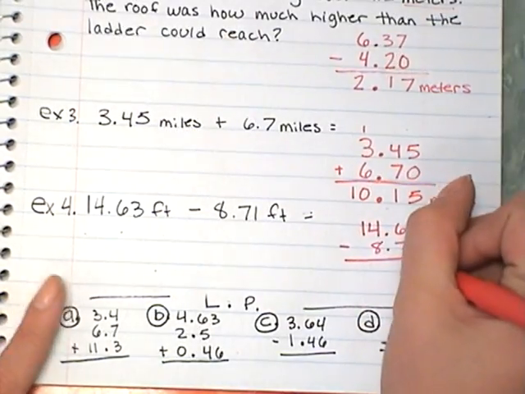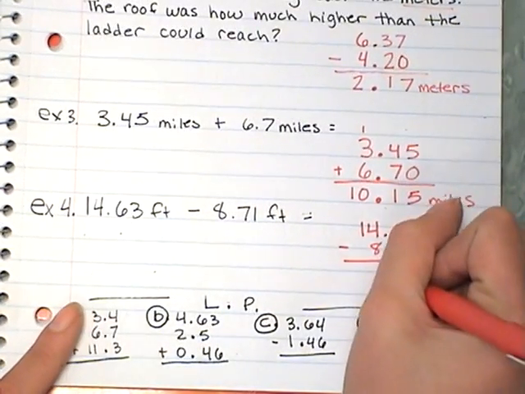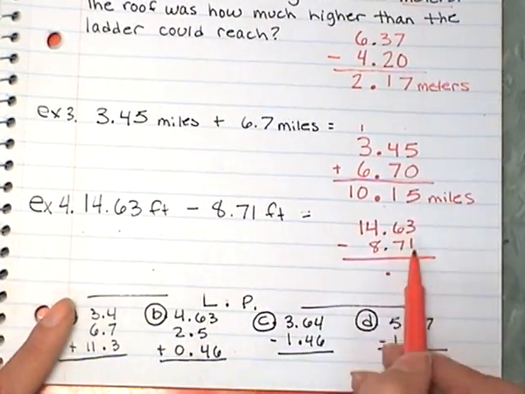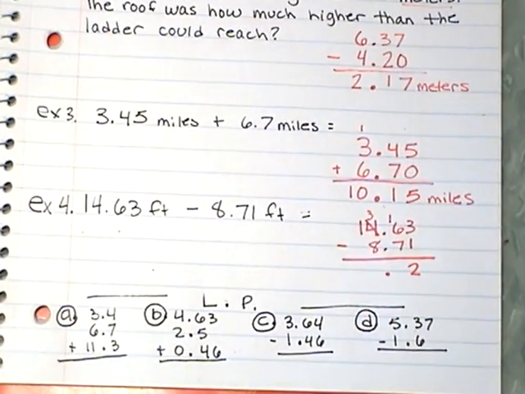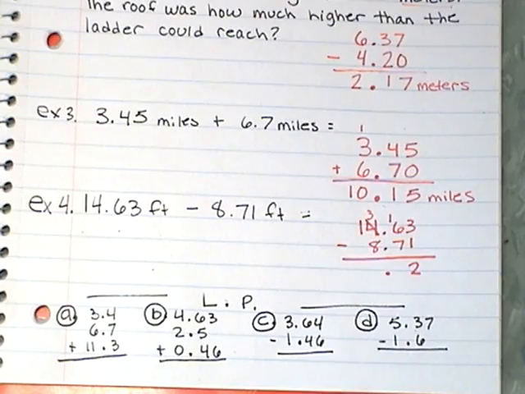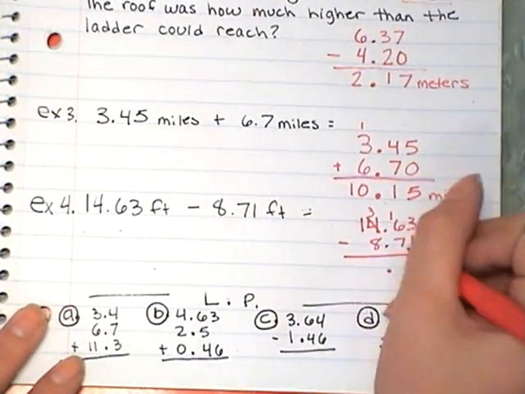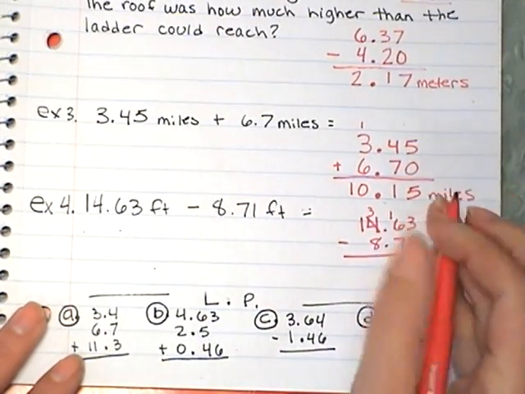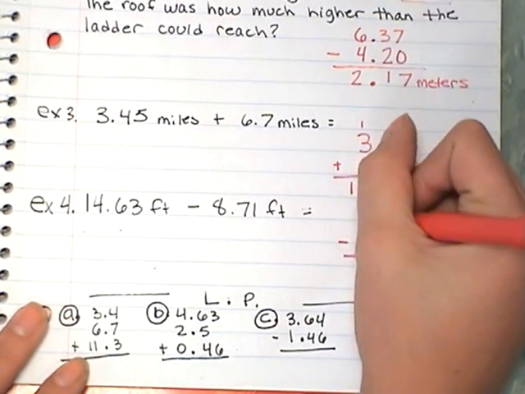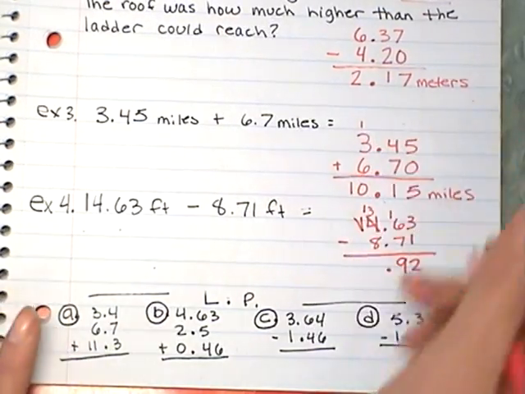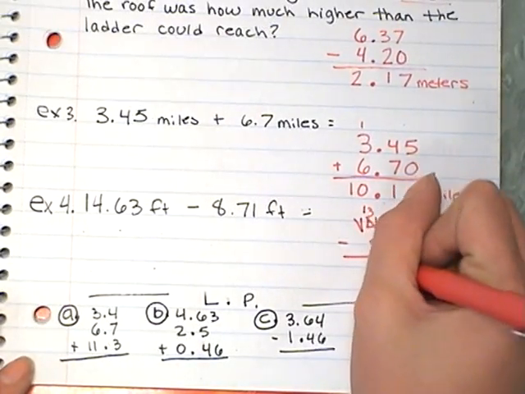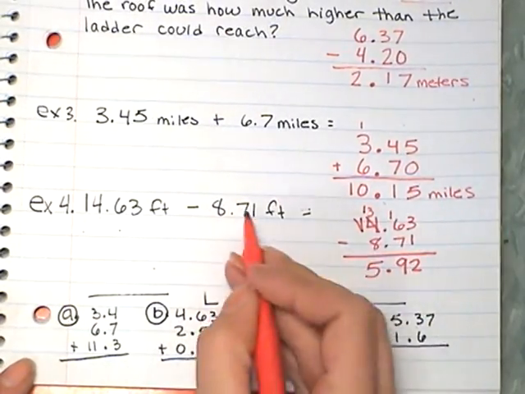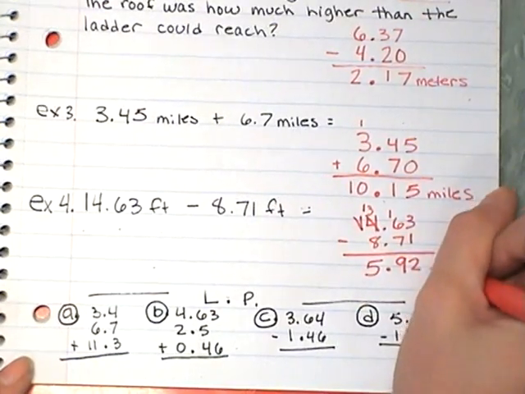So, first things first. 3 minus 1, 2. I'm going to go ahead and put my decimal point down here. 6 minus 7, I can't do that, so I'm going to borrow. Make this a 3 and this a 16. And then 16 minus 7, 9. 3 minus 8, can't do that. Make that a 13. And then this a 5. Don't forget my unit, feet.